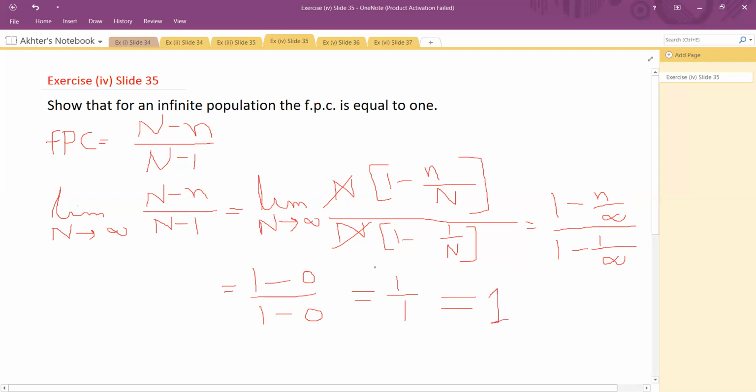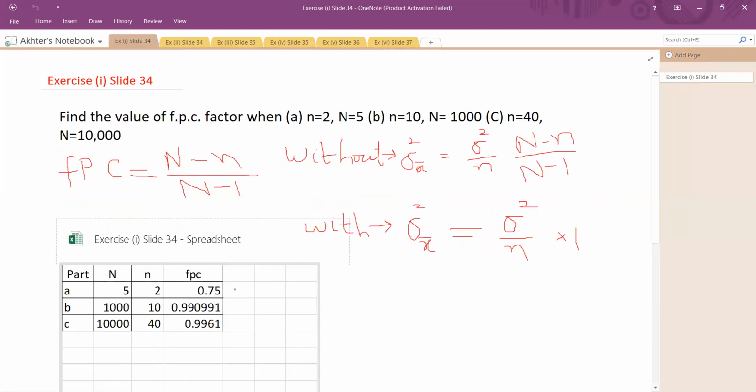It is analytically proved that FPC is equal to 1 when the population size is too large. In exercise 1, we have numerically proved that FPC is equal to 1 as we are increasing the size of population: for the population size 5, then population size 1000, and then the population size of 10,000. And the value of the FPC will be equal to 0.999.